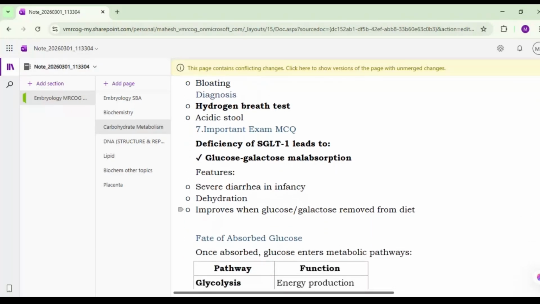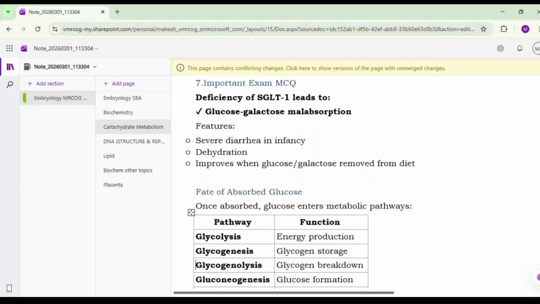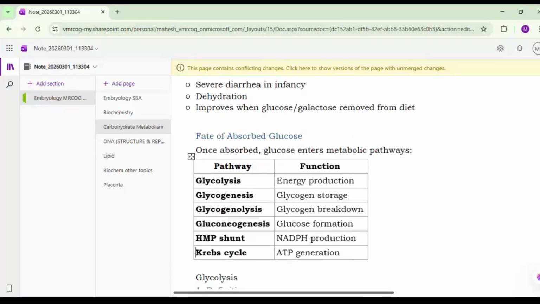Then next, a deficiency of SGLT1 will lead to glucose galactose malabsorption. We know that SGLT1 transport is required for glucose as well as galactose, so glucose galactose malabsorption will be there. Features will be severe diarrhea in infancy, dehydration, and it improves when the glucose and galactose are removed from the diet.